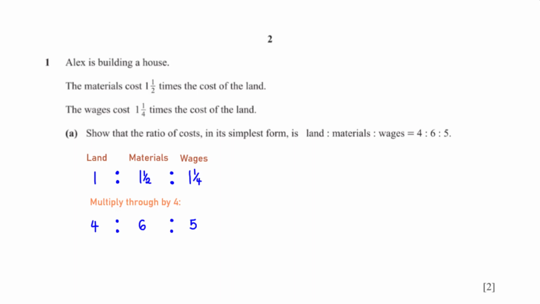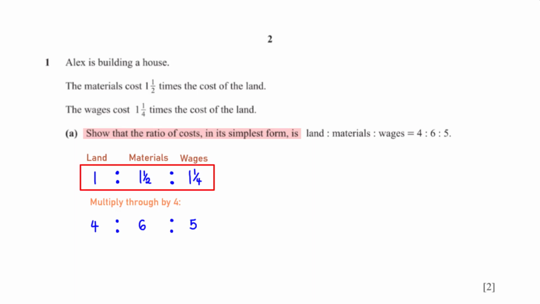Alex is building a house. The materials cost 1.5 times the cost of the land. The wages cost 1.25 times the cost of the land. Show that the ratio of costs in its simplest form, land is to materials is to wages, equals 4 is to 6 is to 5.